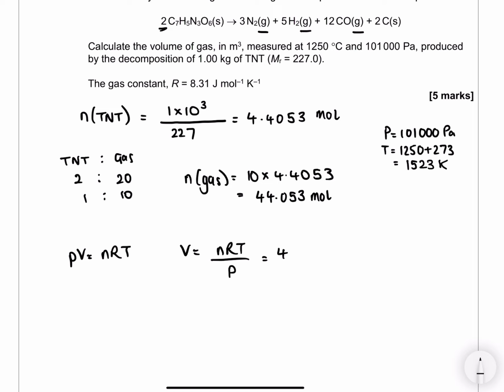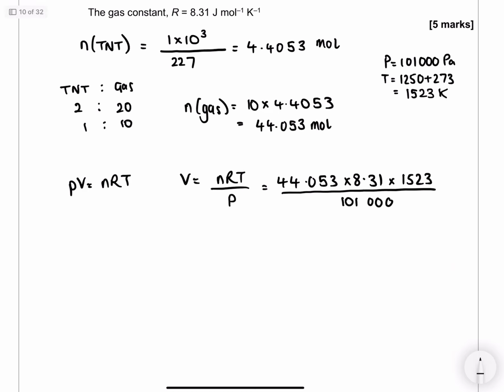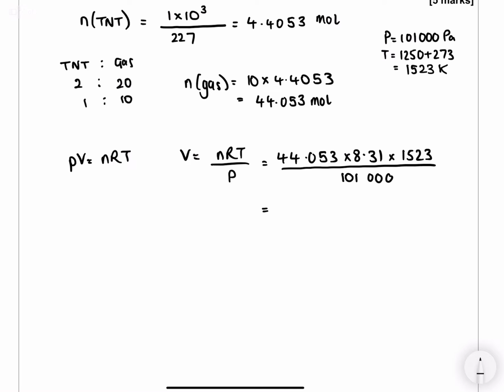And then we can rearrange PV equals nRT to say V equals nRT over P. So we're going to take our 44.053, times it by the gas constant, times it by our temperature, which we just worked out, and divide by our pressure. And this will give us volume in meters cubed, because PV equals nRT gives volume in meters cubed, because the gas constant R is in joules per Kelvin per mole, and that relates to meters.